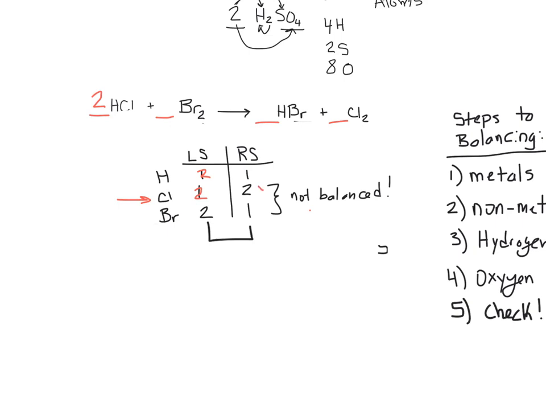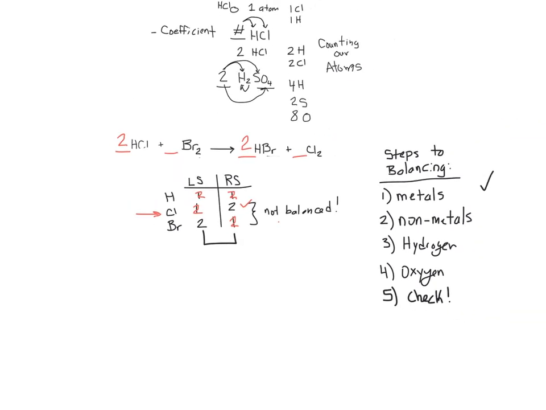Well, now we have chlorine balanced, but hydrogen is out of whack, and bromine is still out of whack. So I'm going to go to the other side of the reaction, because over here it says that I have 2 bromine on the left-hand side and only 1 on the right-hand side. So I'm going to find my bromine on my right-hand side and add a 2 there as well. What this does is it now changes this bromine to a 2 and this bromine to a 2. So, according to my list, I have balanced the nonmetals. I've balanced the hydrogen. We don't have any oxygen, so effectively I've balanced it.